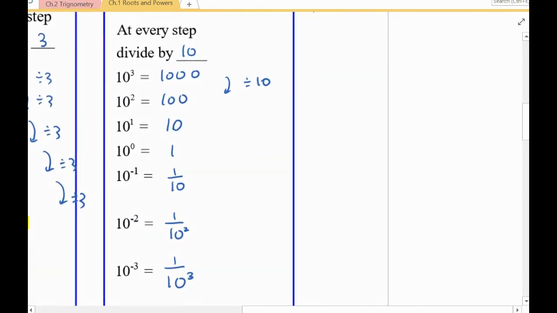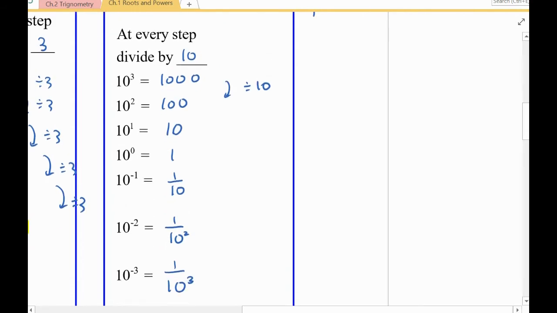But there is a special pattern for power of 10. I want you to look at this. Here we have exponent 3. So 3 as an exponent. And when you have 3, that means you have 3 zeros. So this is special pattern for power of 10.